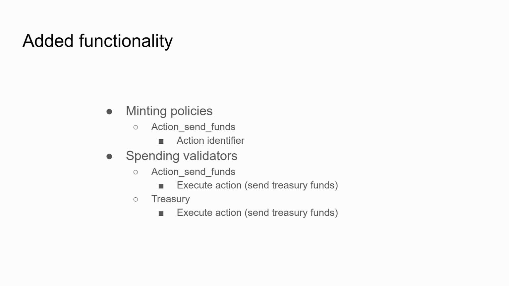So instead, we are creating a minting policy for the action type itself. So each action type will have its own minting policy to mint the action identifier. Besides this new minting policy, we also have 2 new spending validators. The action sent funds validator, which is the only supported action type as of now, and the treasury spending validator, which will be a very simple validator that holds the treasury funds of the DAO. And both of these are, of course, part of the execute action transaction.